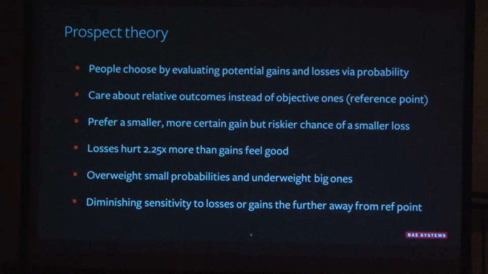But in general, it means you prefer a smaller chance of a larger gain, or rather a certain very small gain, because you know that at least you'll be getting that. But for losses, you actually want to make riskier decisions. Because if you started here and you're down here, you want to try to jump back up as much as possible, even if it's less likely to let you do so, rather than just moving up a little bit. Losses, at least empirically, the theory is it hurts 2.25 times more than gains feel good. You overweight small probabilities and underweight big ones. Obviously, you can imagine this is a huge problem in InfoSec. And then you also have diminishing sensitivity to losses or gains as you move up and down.